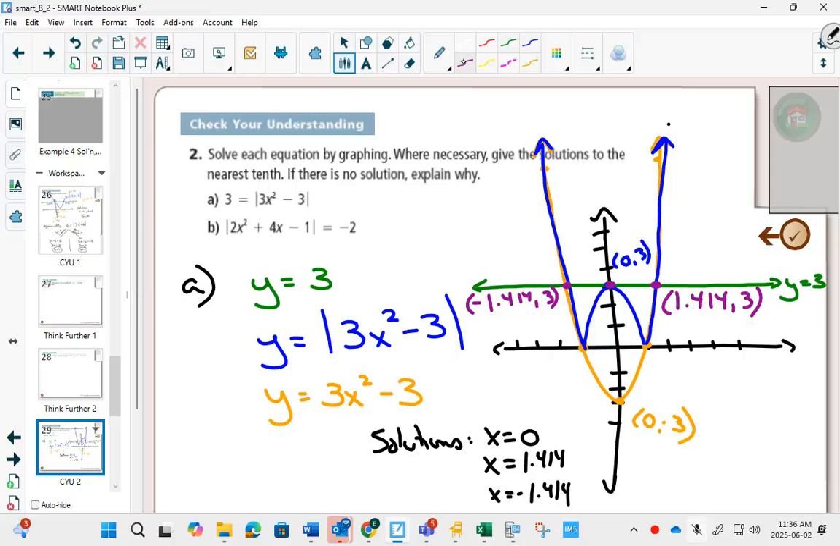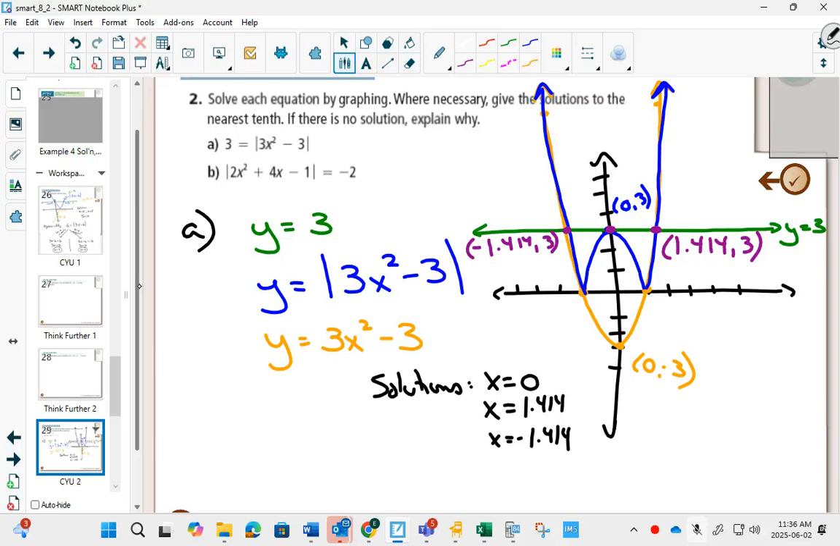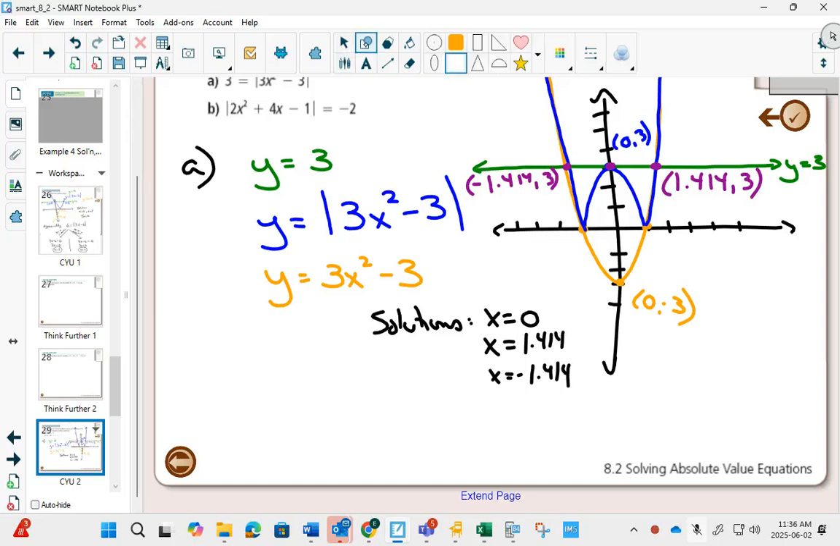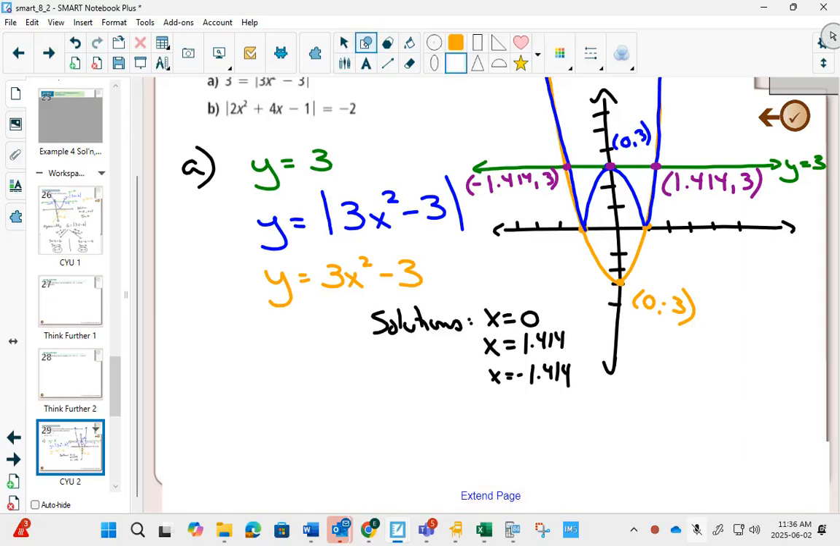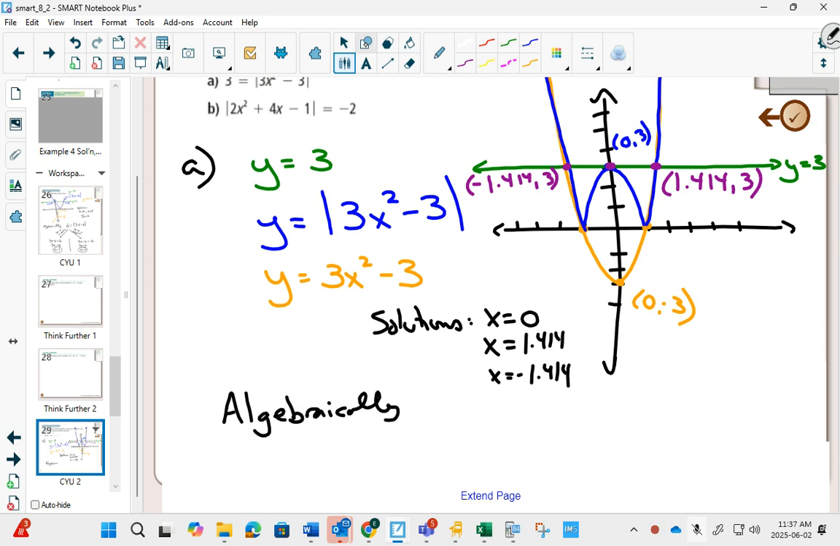Okay, we're going to look at the algebra for this one. Okay, that was graphically. And again, I'm going to show you the algebra and you're going to be like, oh, I like the algebra better. That's okay. But it will ask you to solve some graphically. So algebraically, this is what would happen. We had 3 equals the absolute value of 3x squared minus 3.